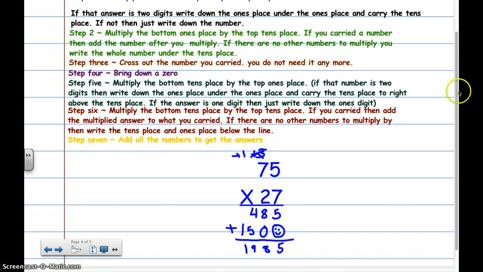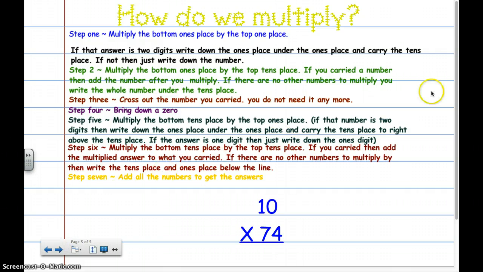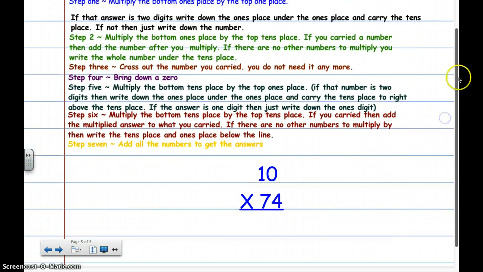Oh, I know when I made the mistake. 49 plus 3 is 49, 50, 51, 52. That's where I made my mistake. See, teachers make mistakes all the time too. 52. So this is going to be a 2, this is going to be a 10, and this is going to be carried. Now my answer is correct. So I have 2025. Okay, let's do our last one.